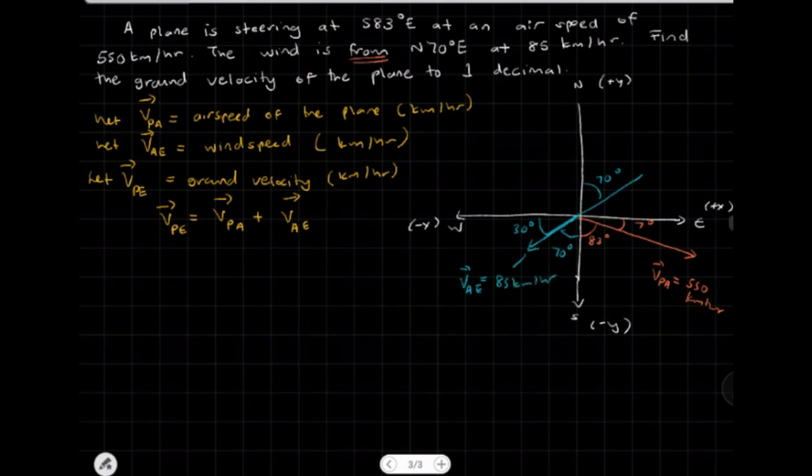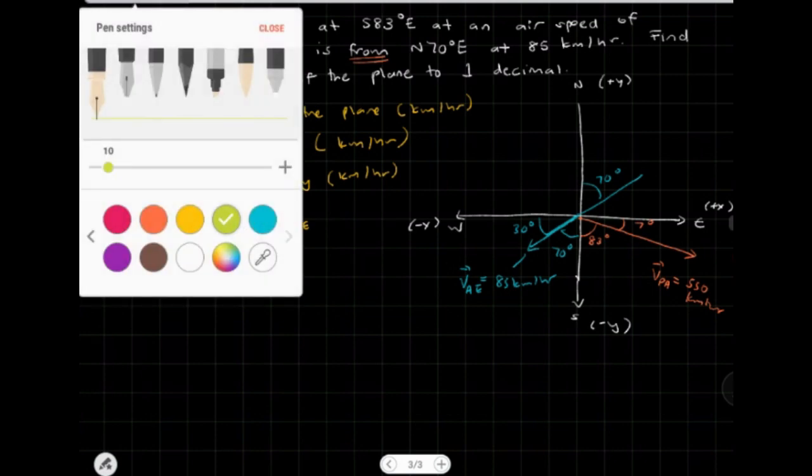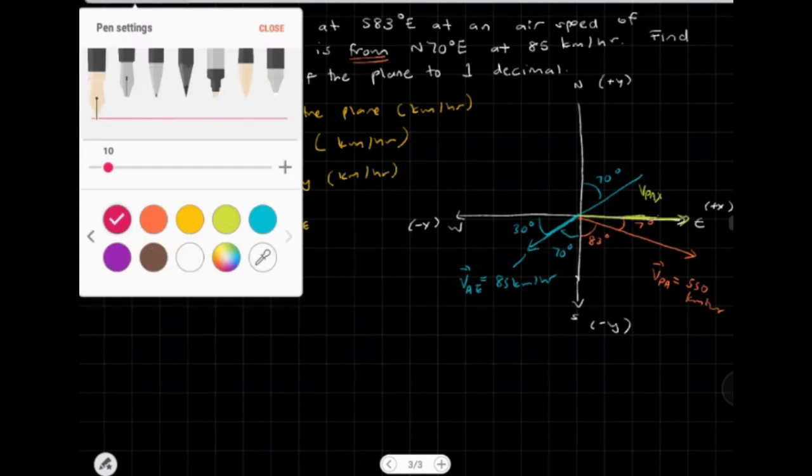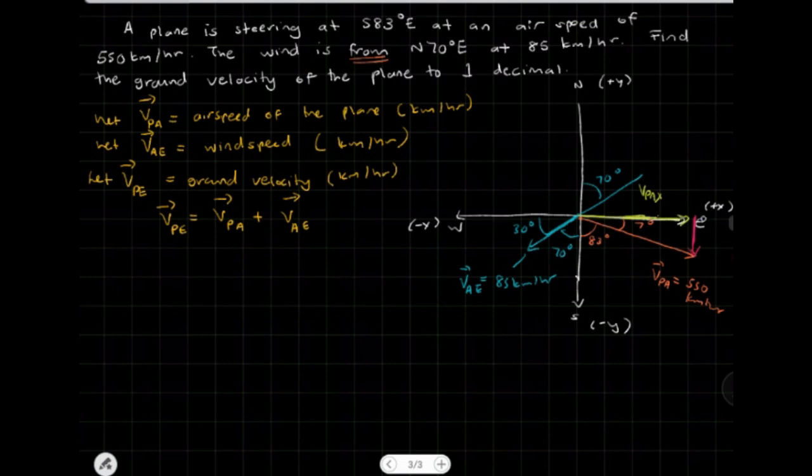The next thing we want to do is find the ground velocity. I'm going to break down the vectors into a sum of their components. To find my x component, I'm going to start with my plane, or the airspeed. So this is the velocity of the plane in its x component, which we'll call v sub pax. This is the velocity of the plane in its y component, which we'll call v sub pay. And we can use the angle in between that.